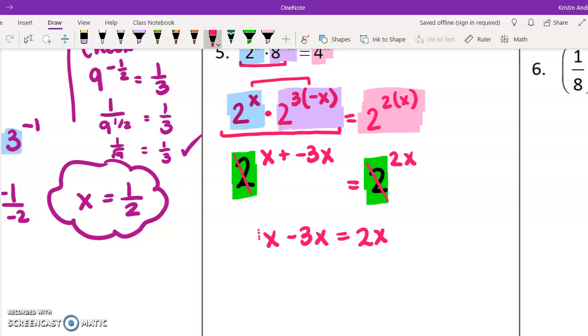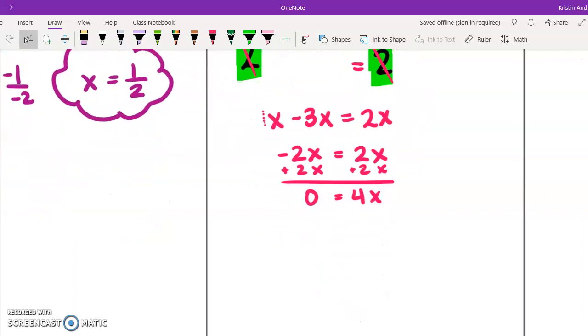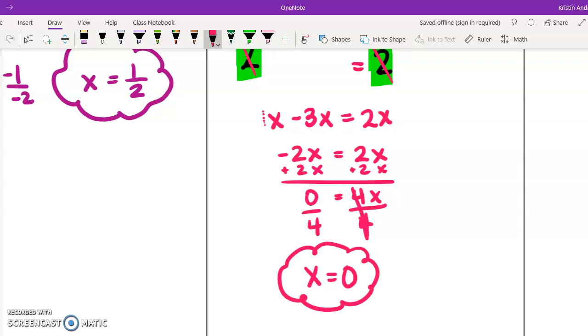So this is like a 1 here. It's negative 2x equals 2x. And then I'm going to add 2x over to the other side. 0 is equal to 4x, x equals 0.